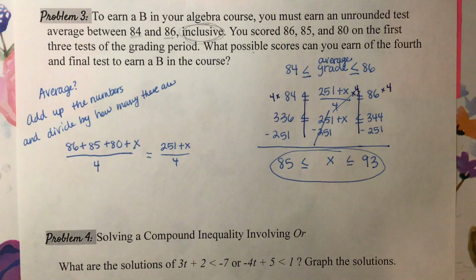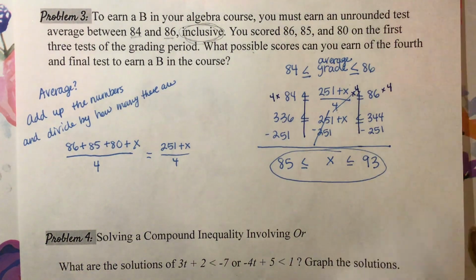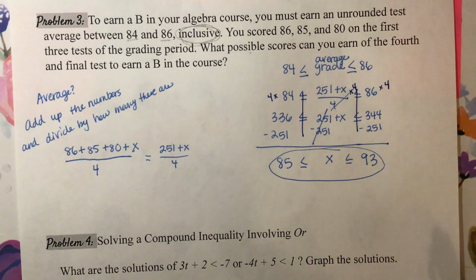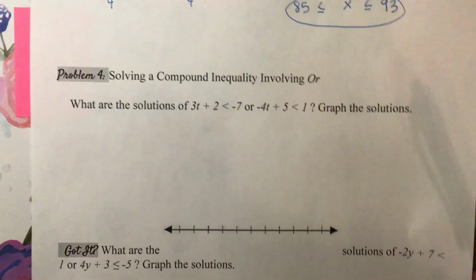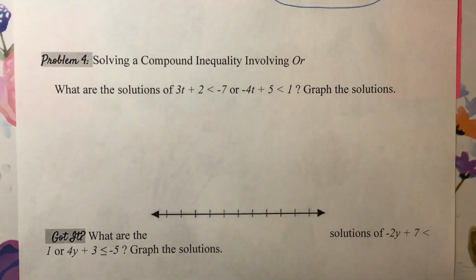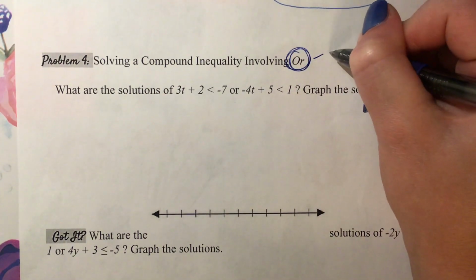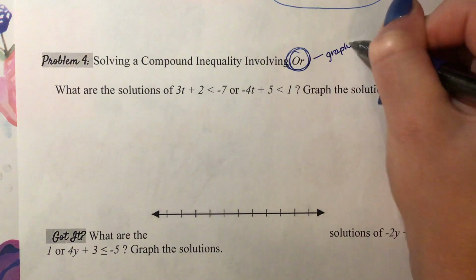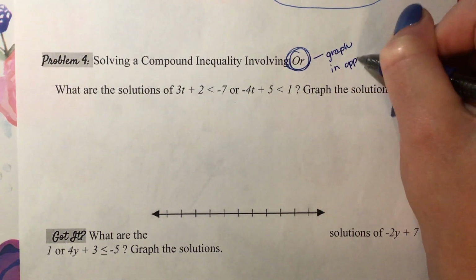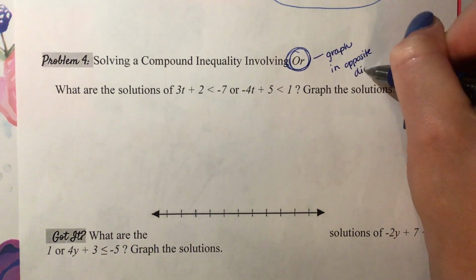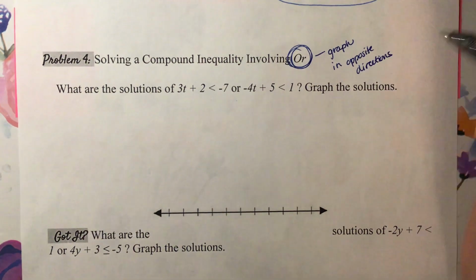We have 2 more problems where we're solving OR problems now. So we've only done 3 AND problems. Let's look at an OR problem real fast. So these are OR, and remember, OR means graph in opposite directions. Okay.